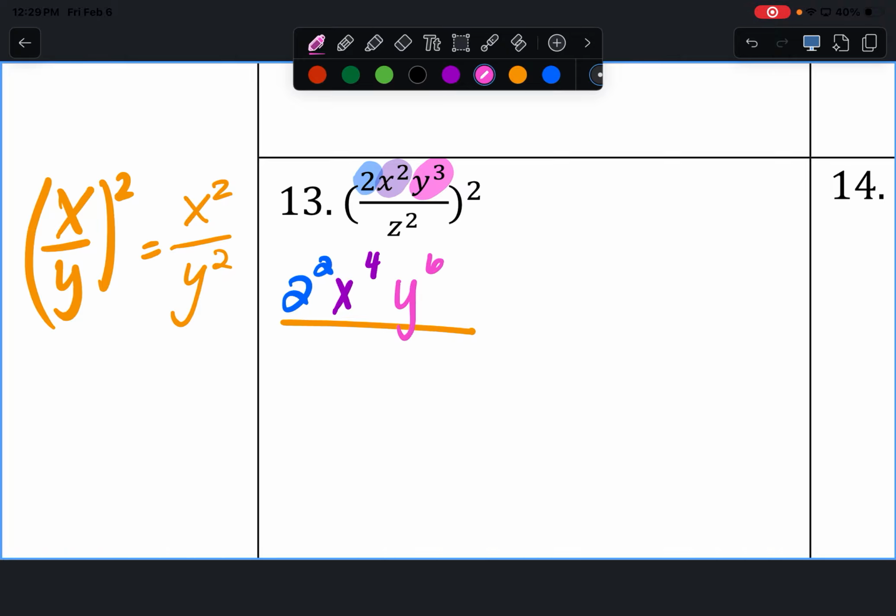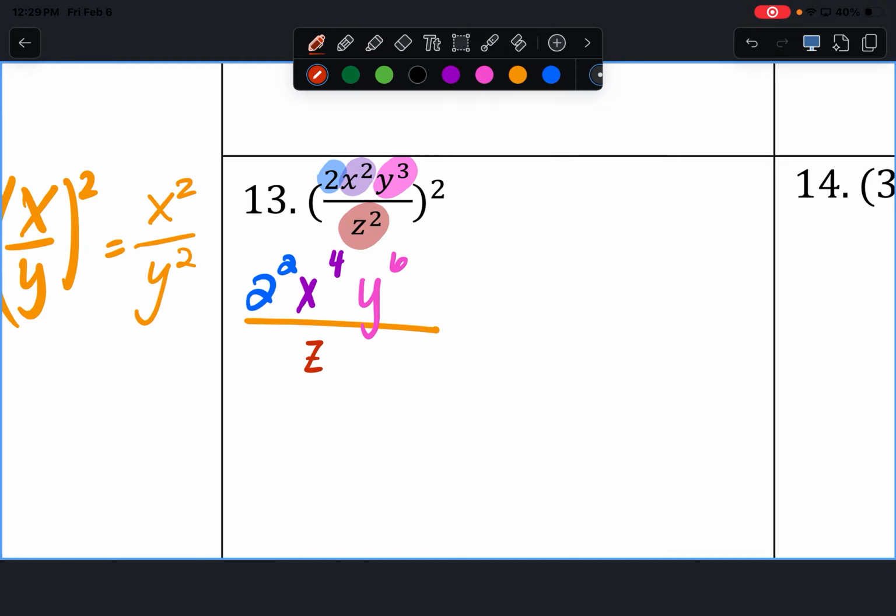Now we're going to move to our denominator. Okay, we're going to do z squared to the power of 2. What is that going to give us? Z to the 4th. Okay, and is there anything else I can simplify there? No, 2 squared. What is 2 squared? So we should have 4x to the 4th, y to the 6th, divided by z to the 4th.